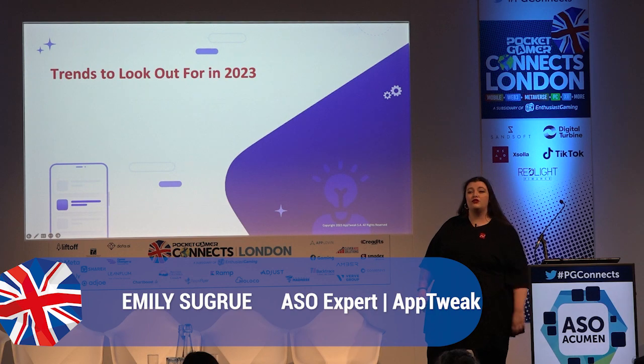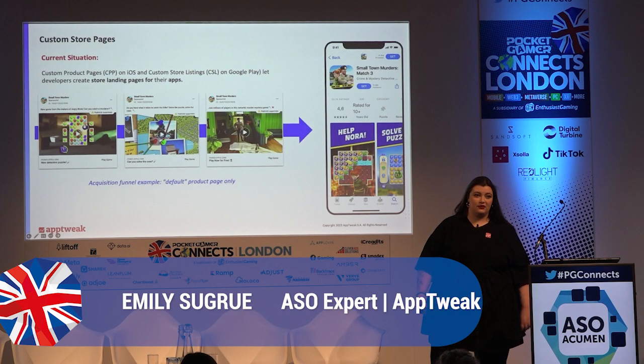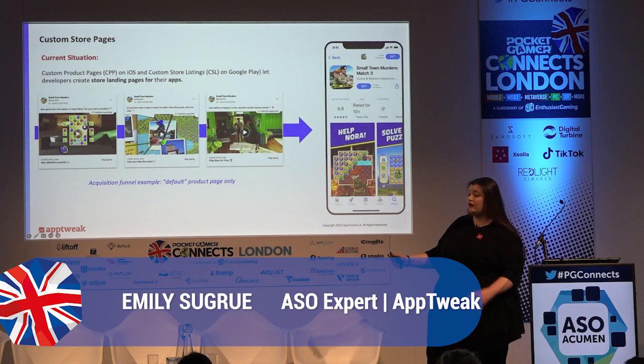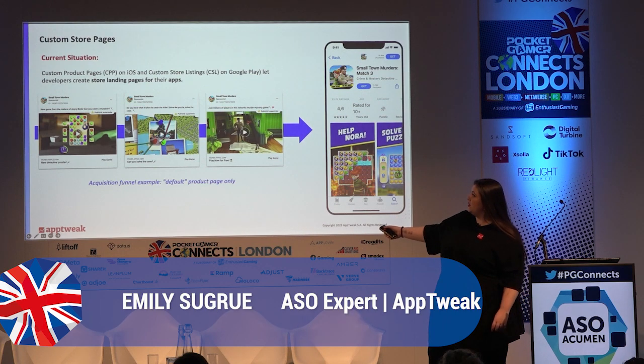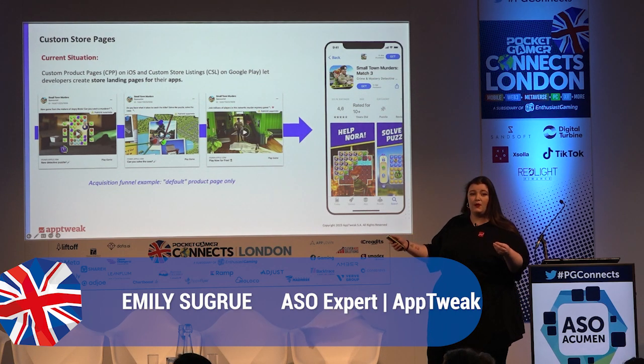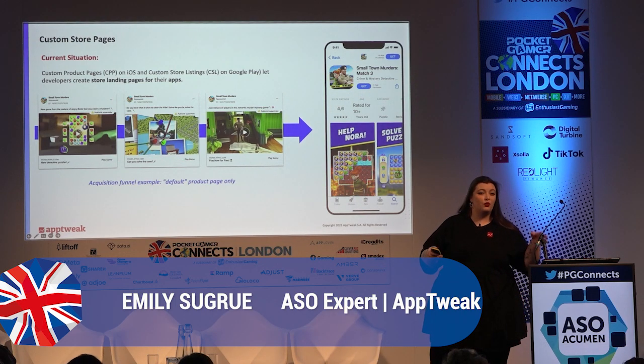So the first trend to look out for in 2023, we reckon, is custom store pages. So custom store pages, currently, you have, I guess, specific store landing pages for different ads, for different sources of traffic. So originally what was happening, you would have all of these ads on Facebook, on different social media that were, I guess, being driven towards your app.